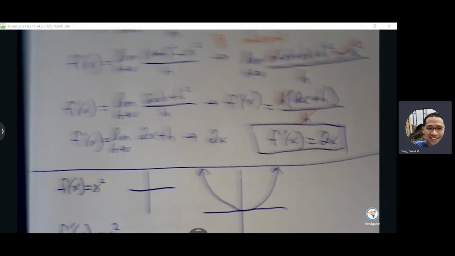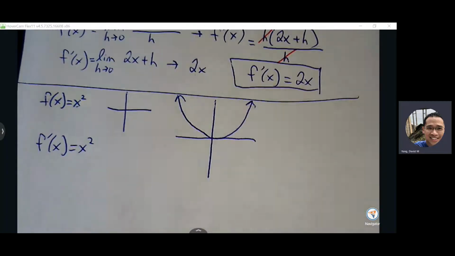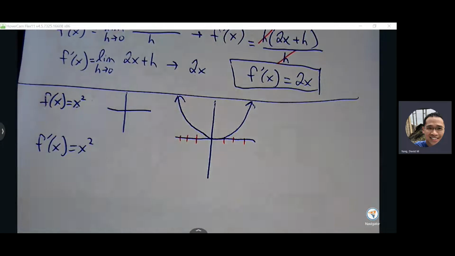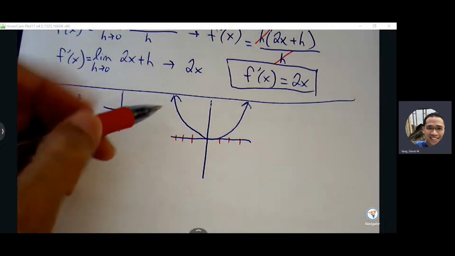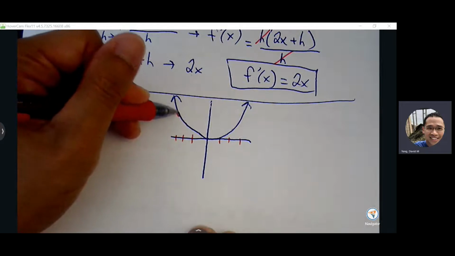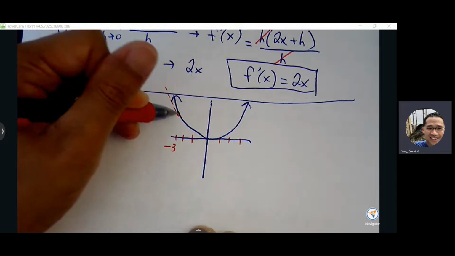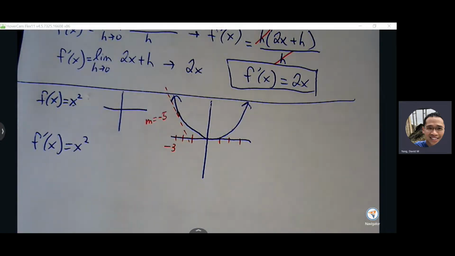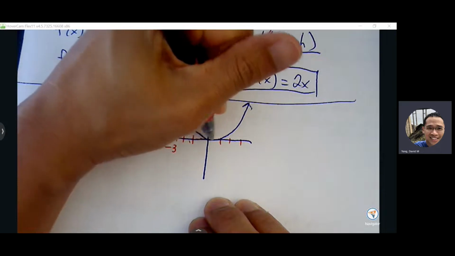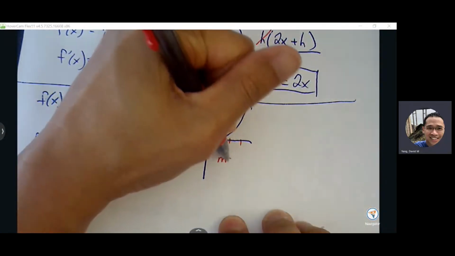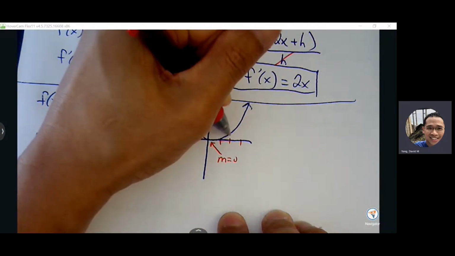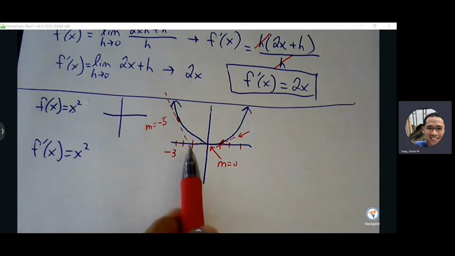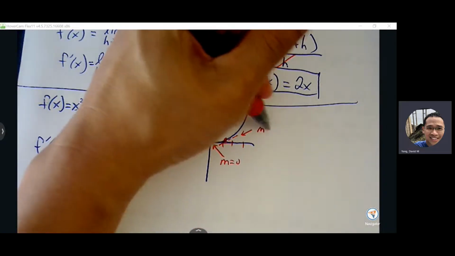Before we test this out, let's do some ballpark values and guess what we expect the slope to be, so we have something concrete to compare against. If you just have to do a random guess, say at -3, what do you expect for the slope here? Some negative value, say -5 or -4. It doesn't matter, we know it's negative. What do you expect for the slope at this point here? Zero. And let's do something closer: instead of -3, say 1. What do you expect for the slope at 1? Positive, but not as steep, so maybe slope 2.